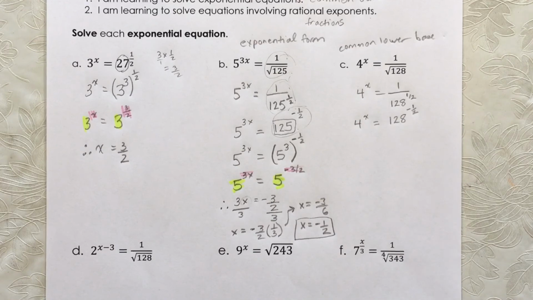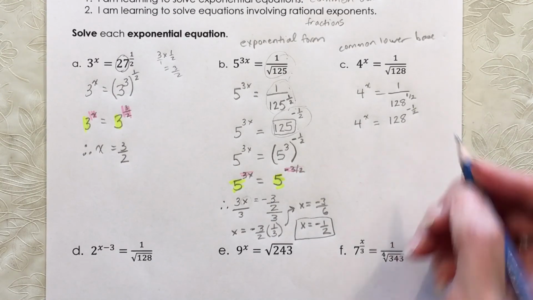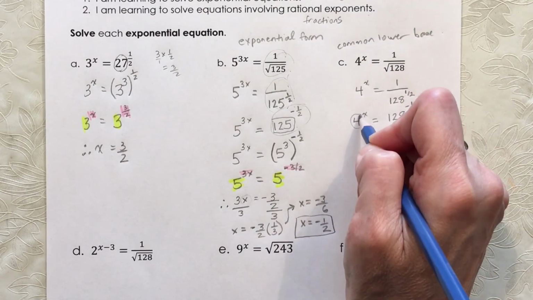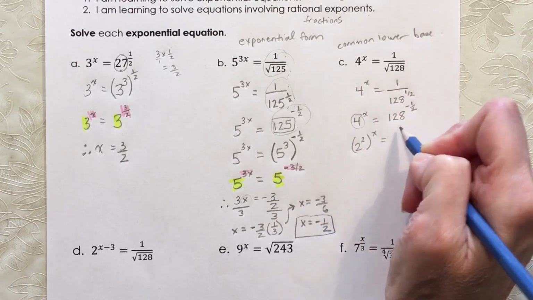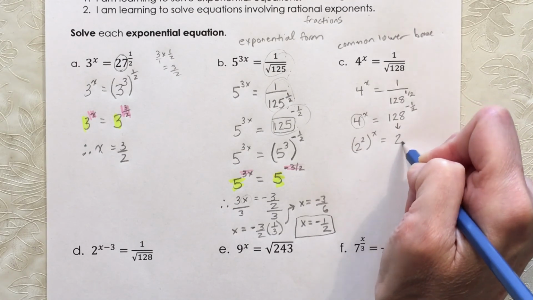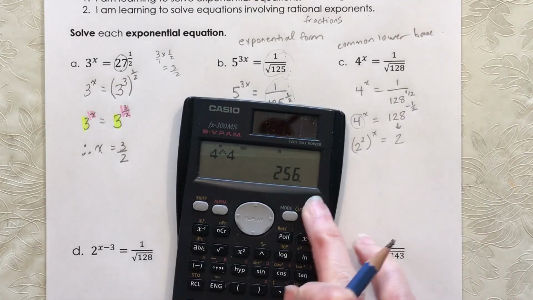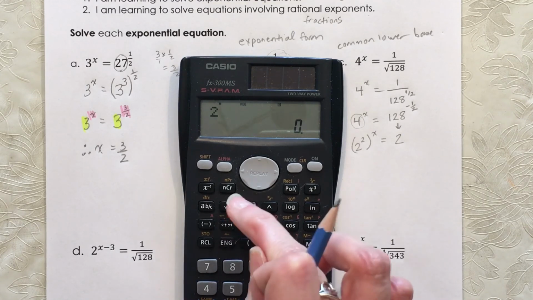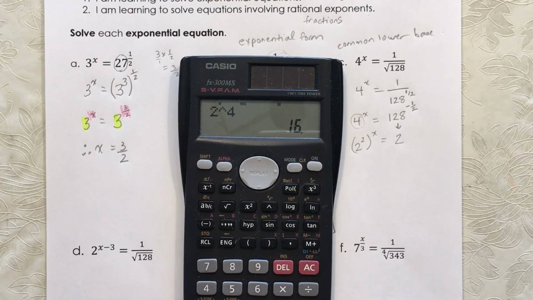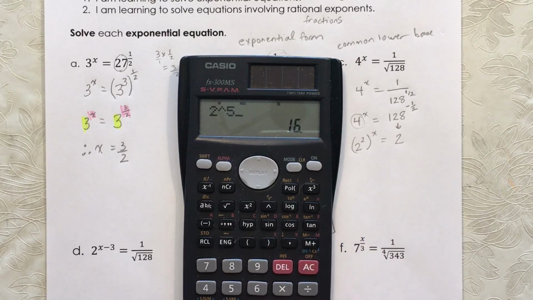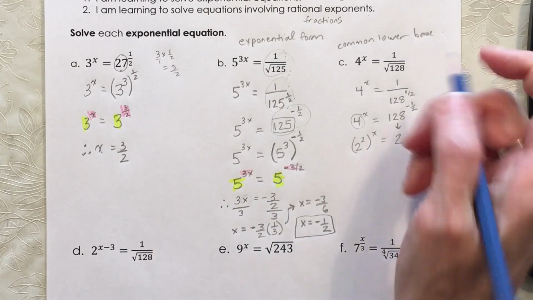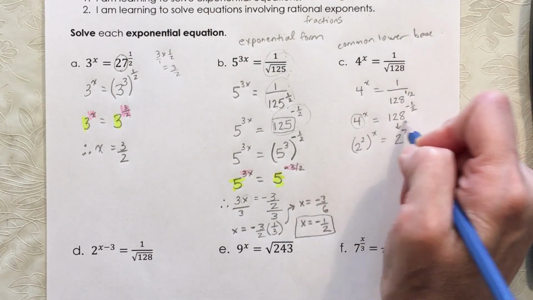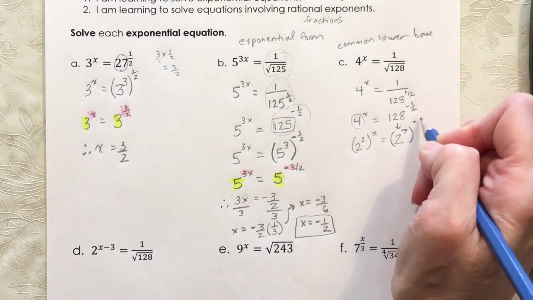Common lower base. Okay, so that common lower base is going to be 2. So I can write 4 as 2 squared, but that's still to the power of x. And I can write 128 as 2 to the... let's try it out again. 2 to the fourth, no. 2 to the fifth is 32. 2 to the sixth is 64. 2 to the seventh is 128. So I can replace 128 with 2 to the seventh, but that's still to the negative 1/2.